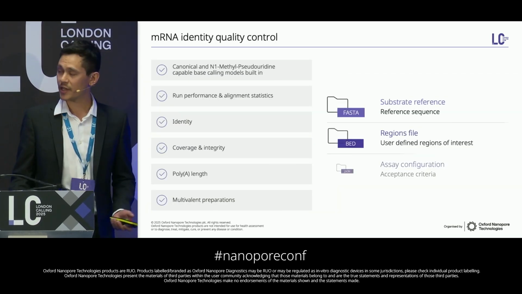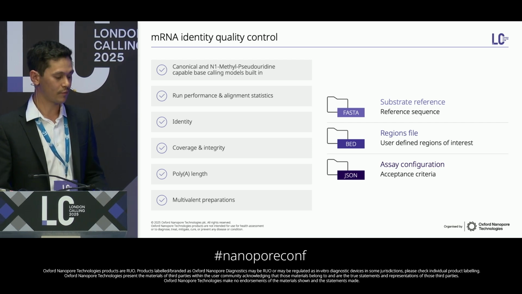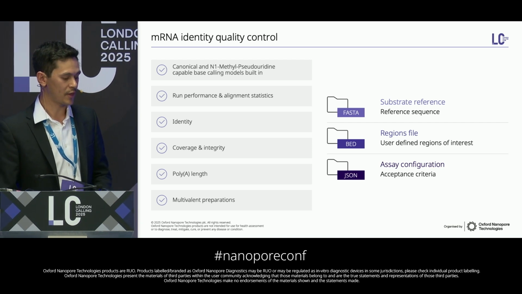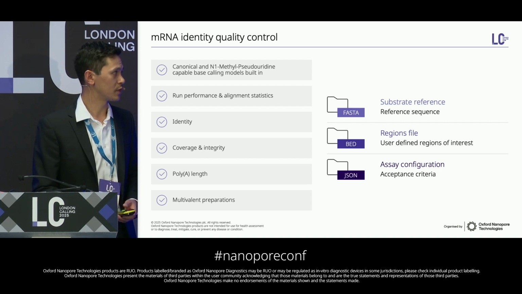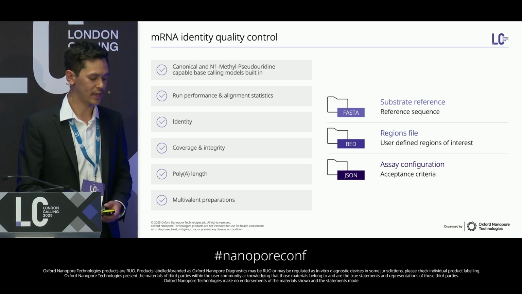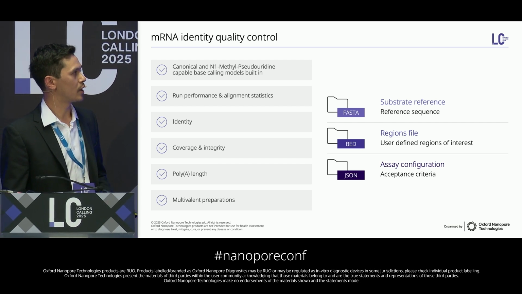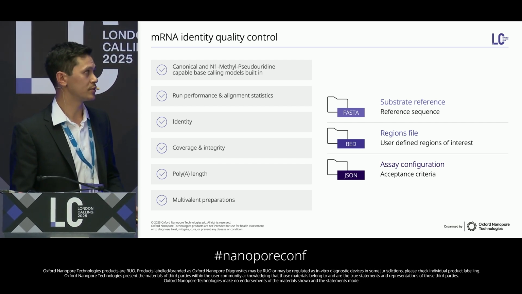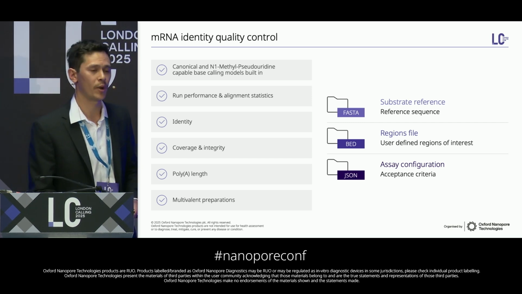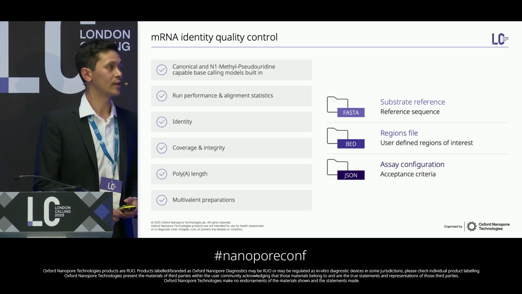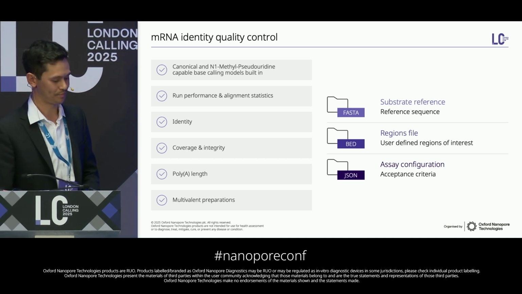So once we've synthesized our mRNA, we need to make sure that it is safe for therapeutic use, and that includes metrics such as the sequence identity, the integrity of the molecules themselves, and like I said, the poly-A tail length is as expected. The workflow allows you to base call canonically or in the presence of N1-methylpseudouridine, which is a common modification used in mRNA-based therapeutics that increases the translation in vivo.